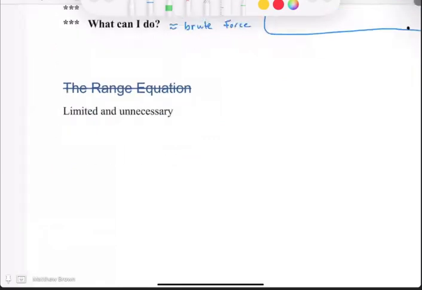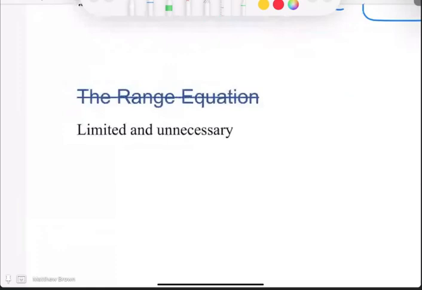So anyway, the range equation, I think they give you that in the textbook. My opinion is, don't do it. You can write it down if you really want, but for most of the problems we do, it's actually not that helpful. It's very limited. It requires that you're at the same height.